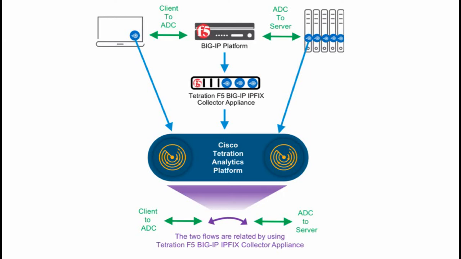Basically, integration is done using three iRules, one for TCP, another one for UDP, and the third one for HTTP. So basically you will attach the specific iRules to a particular VS. This iRule will parse all the incoming packets and create IPFIX logs that will be sent to the Tetration sensor.